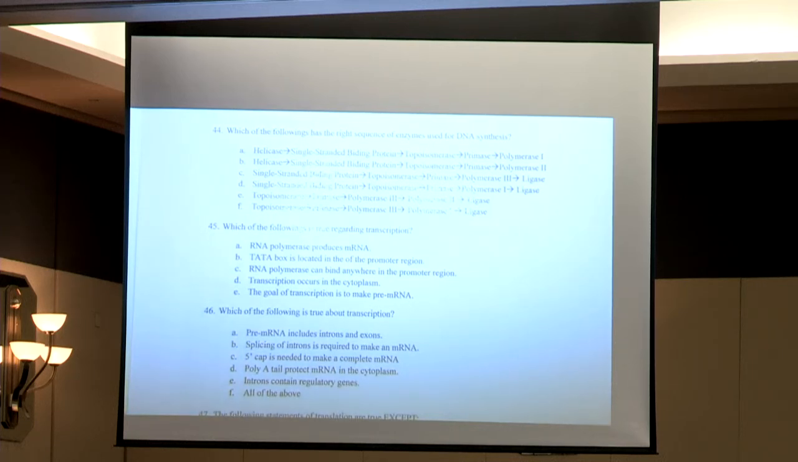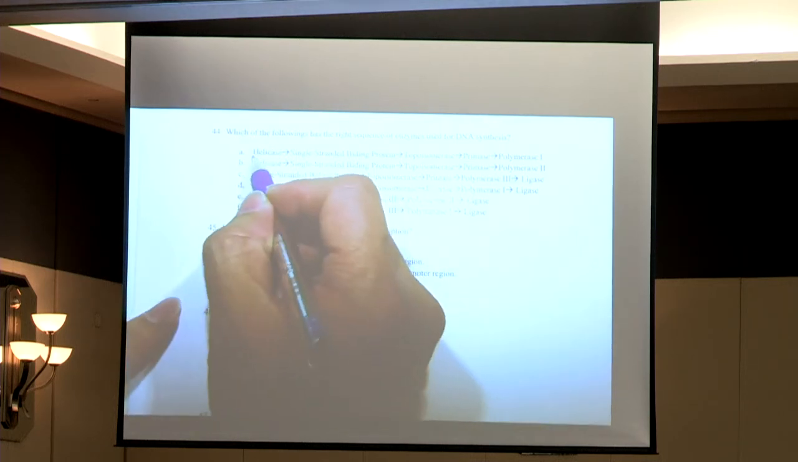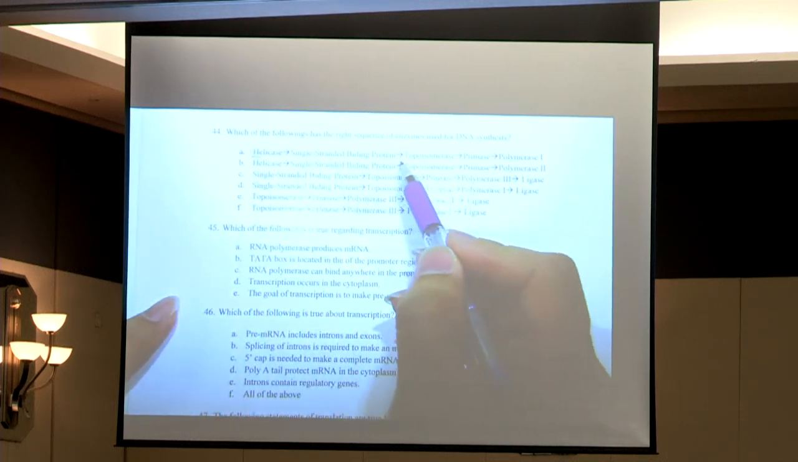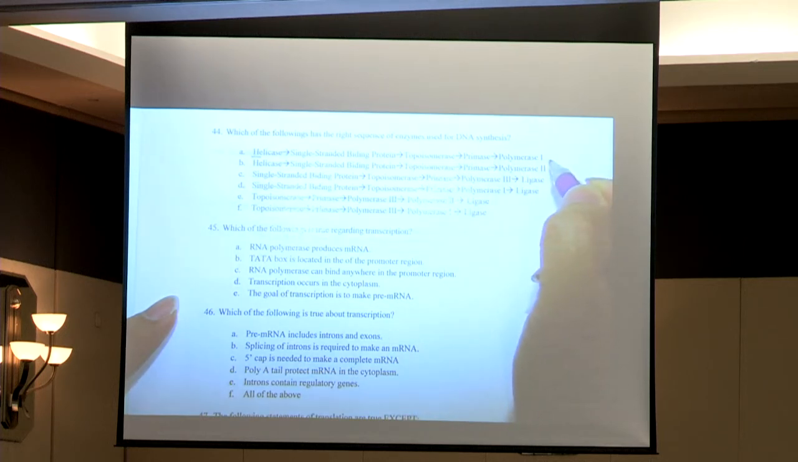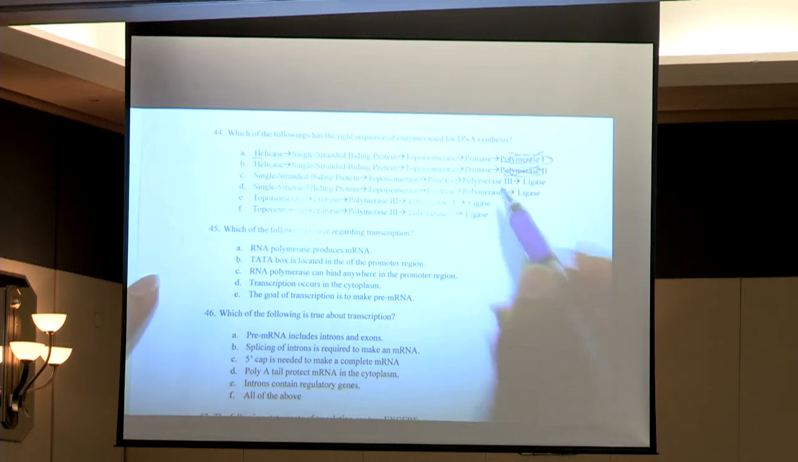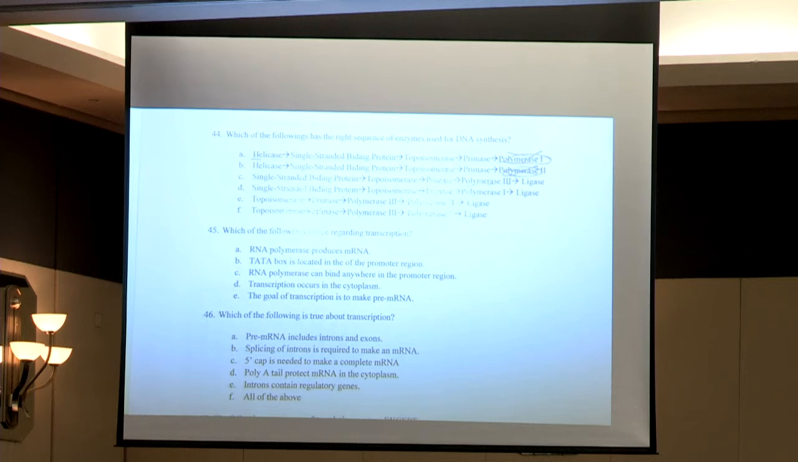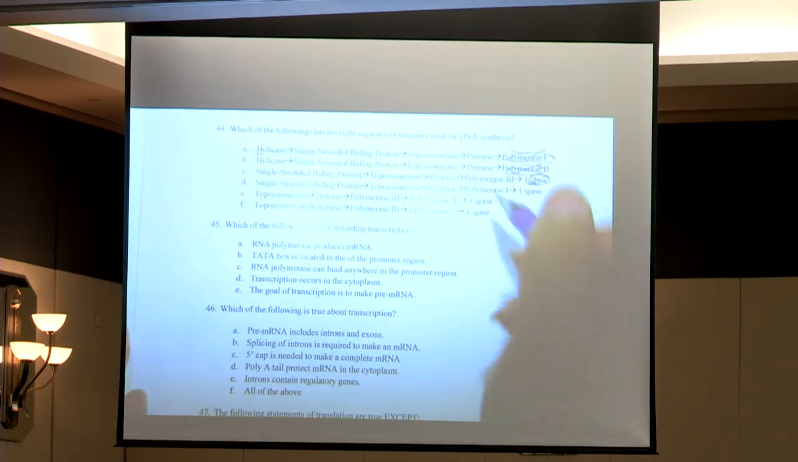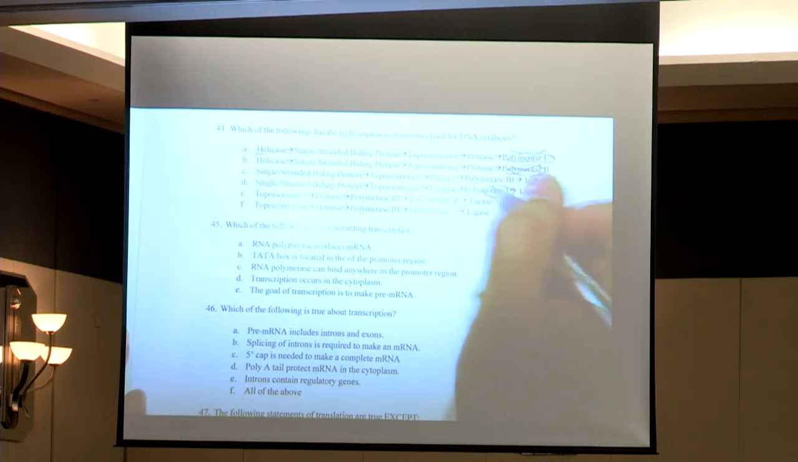So number 44, which of the following has the right sequence of enzymes used for DNA synthesis? So if you just go along with what I have, sing, 2 prim, 3-1 lig 2, you can just go with it. Helicase, single-stranded binding protein, topoisomerase, primase, and is it polymerase 1? No, right? So we have polymerase 3 first. So this one, with polymerase 2, must also be wrong. Single-stranded, topoisomerase, primase, polymerase 3. Is ligase right after polymerase 3? No, right? So that one is also wrong. But this one, why do we have polymerase 1 before? So that is also wrong.